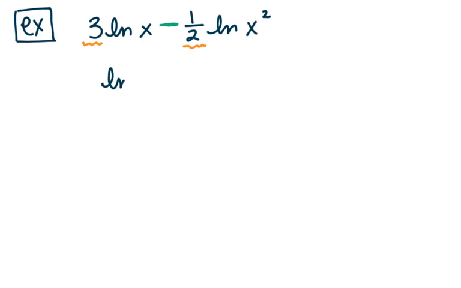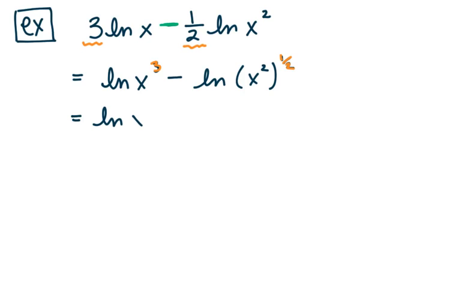So this is the same as natural log x cubed minus the natural log of x squared to the 1/2. Okay, so that cube went up and the 1/2 went up, both into the exponent of the argument. So when we have something squared raised to the 1/2 power, we're going to multiply, and 2 times 1/2 is just 1.